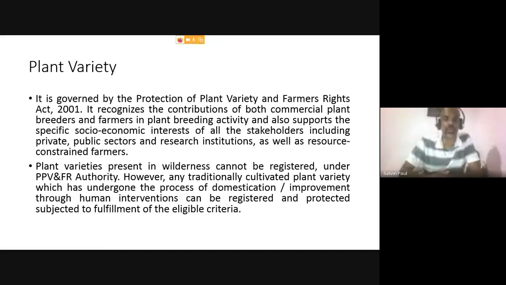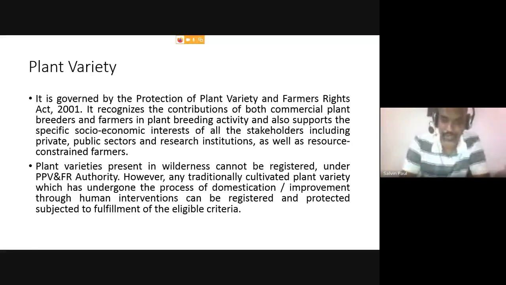I don't know whether you know the case of Monsanto and hybrid brinjals in India, which was challenged by a lot of farmers, who say they will have great dependency on these commercial plant breeders in future. And you cannot patent or register a plant which is available from the wilderness or forest. But you can register a plant that is domesticated and improved through human interventions, and that is eligible for registration under the Plant Variety Act 2001.